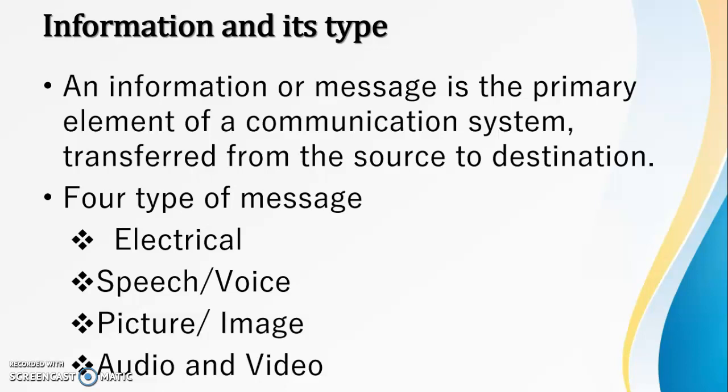There are four types of message which can be sent through a communication system. The first one is electrical, meaning voltage or current. The second one is speech or voice signal. The third one is picture or image, and the last one is audio or video signal. In any form among these, a message can be sent from source to destination.